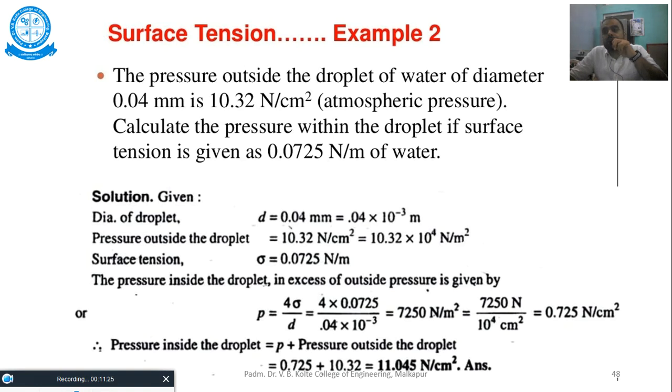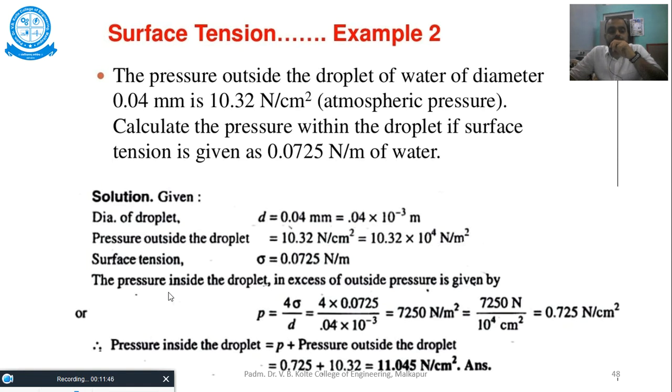So we have to convert it into Newton per meter square. So 10.32 into 10 raised to power 4 Newton per meter square. So surface tension is also given, sigma is equal to 0.0725 Newton per meter. So now we have to calculate the pressure within the droplet of water.